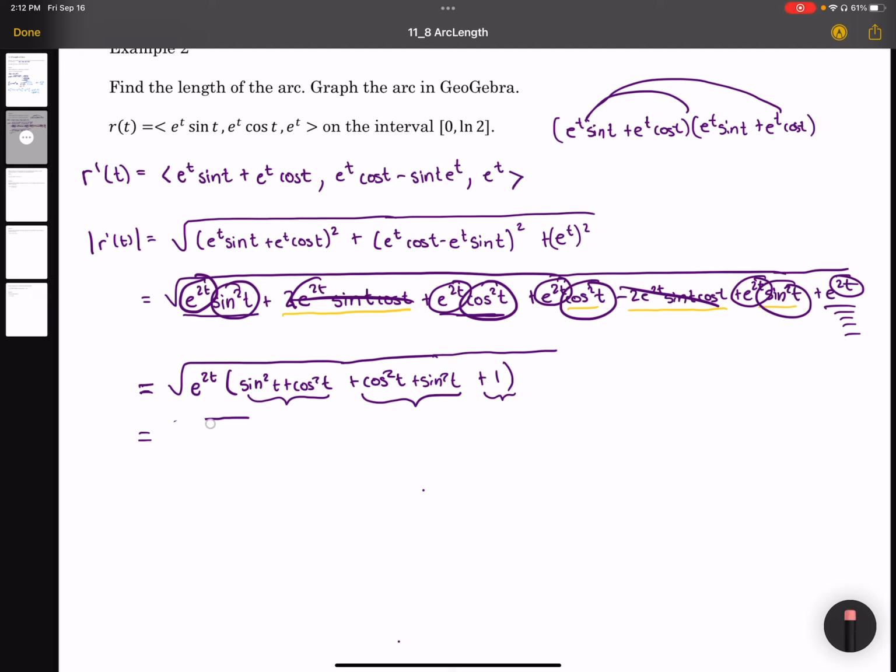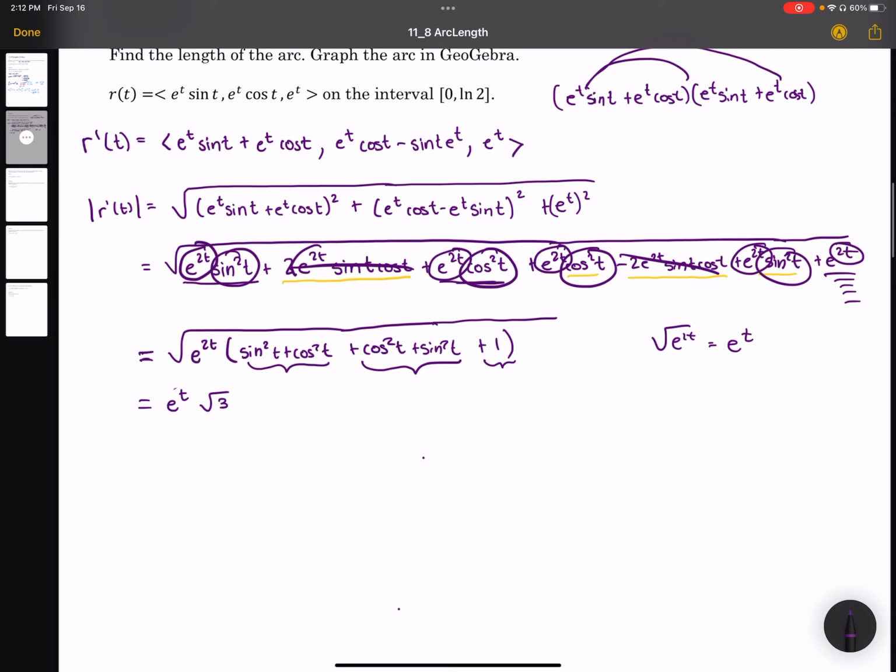And the square root, let's write this over here. The square root of e to the 2t is just e to the t. So what we end up with is e to the t times the square root of 3. So that's what we want to integrate. A lot of work to get to that though, right? So the integral from 0 to the ln of 2 of root 3 e to the t dt.